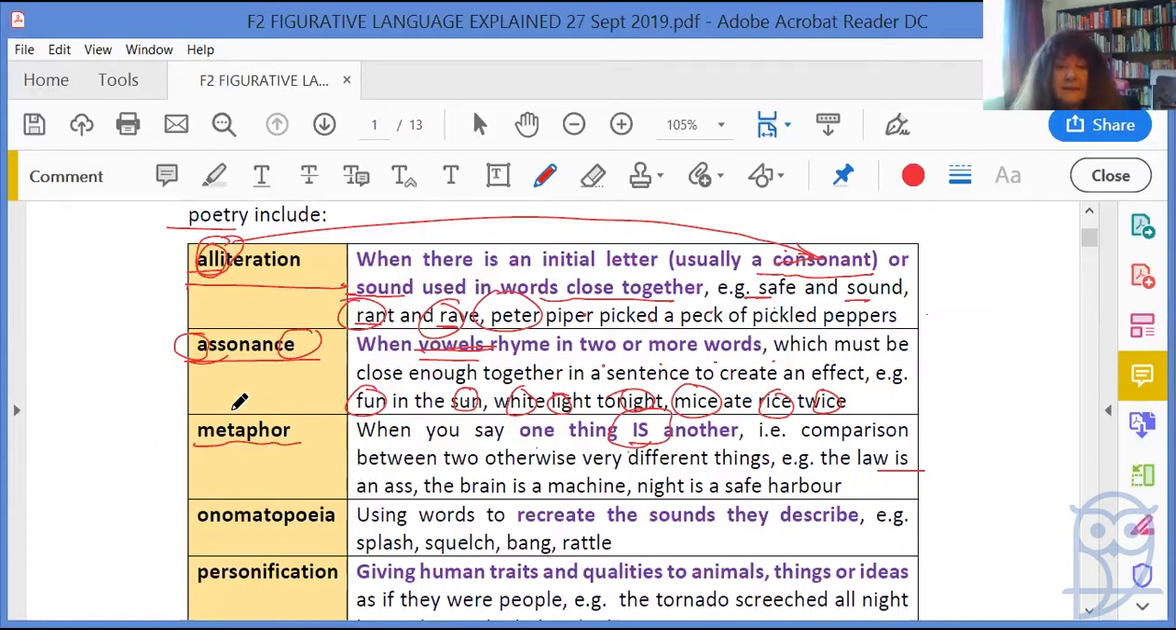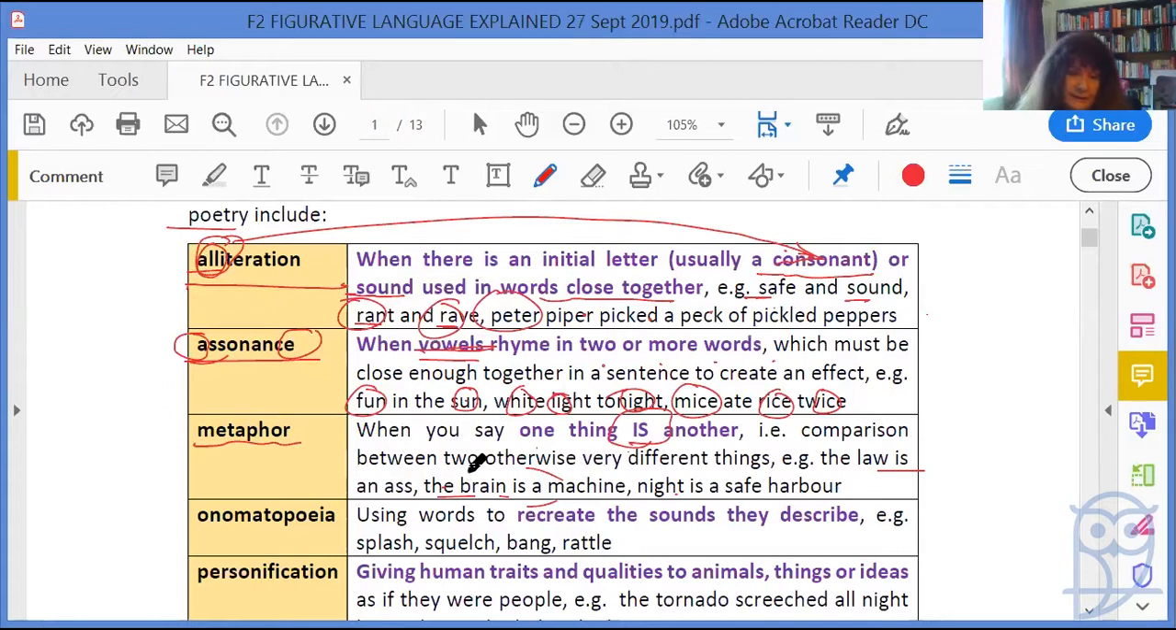We're using a metaphor. The brain is a machine. Is it? I just thought it was a blob of jelly in your head. No, the brain is a machine. It's a metaphor. Because we know a machine works quickly, or a computer or whatever, it's analyzing stuff all the time.